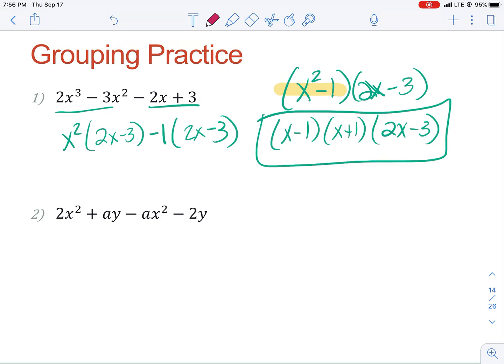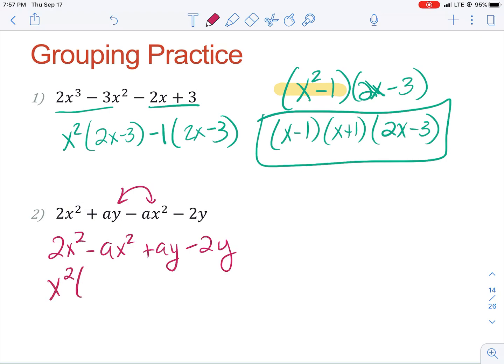If I look, I can't take out anything. But I could reorder this. Look at this. If I flip these around, minus ax squared, and then plus ay minus 2y. Out of the first 2, I can take out an x squared. That leaves me with 2 minus a. And here, if I take out a 1, that leaves me with a minus 2.